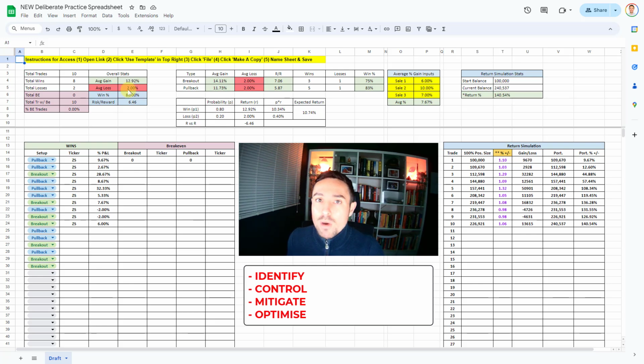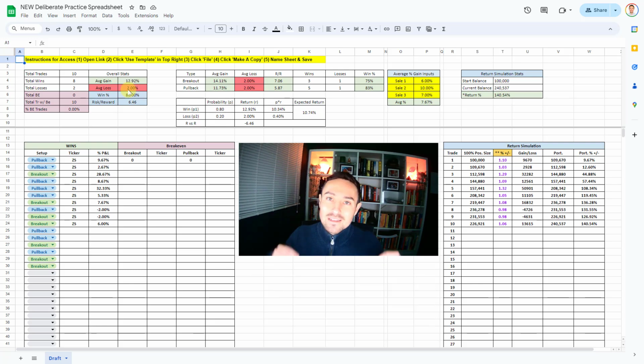So as I go through bar by bar, you're really going to understand the framework and the lens in which I see the market and how I go about targeting setups.